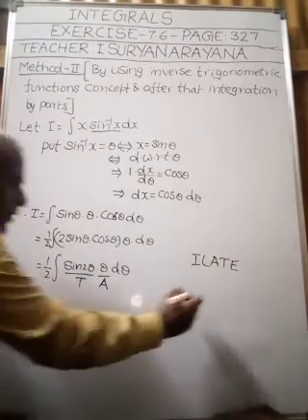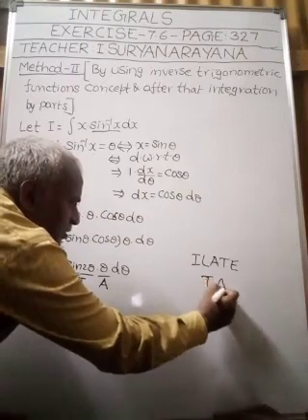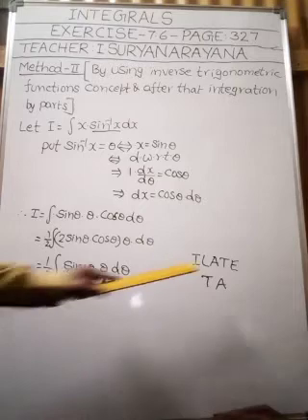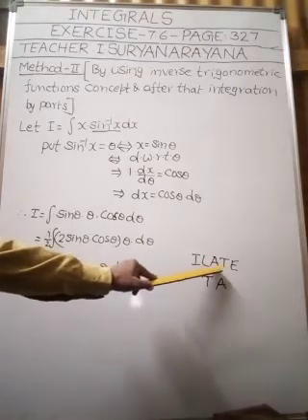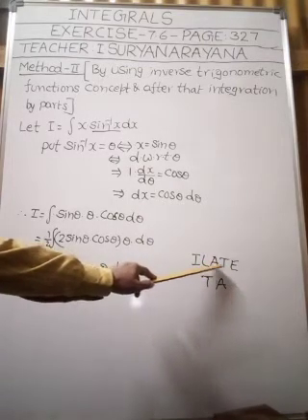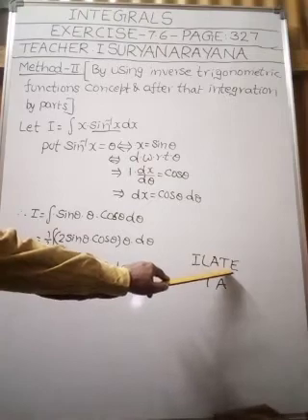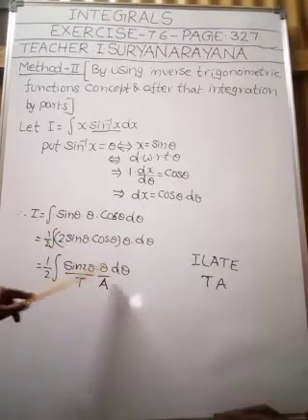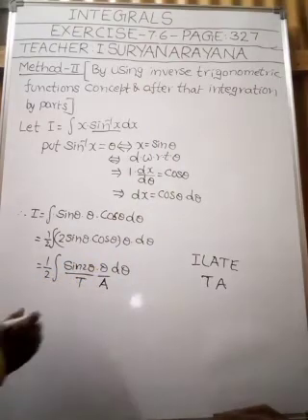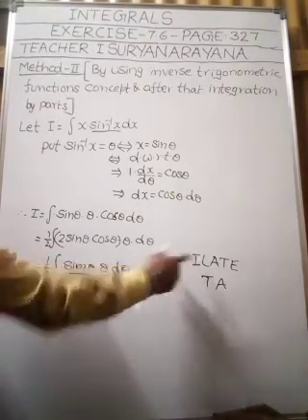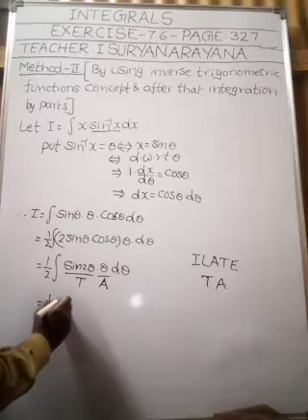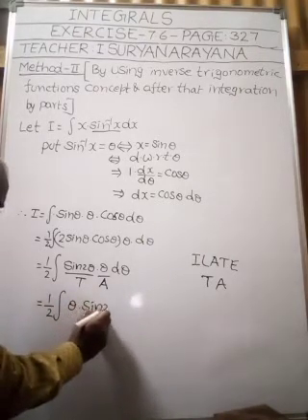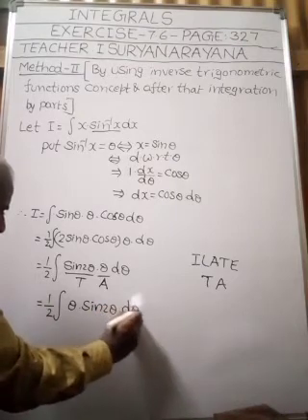Here first trigonometric function is there and next algebraic function is there. But these two functions should be in this order: first algebraic function, and after that second function should be trigonometric. But here functions are in a reverse order. So let us arrange them in the particular order. So integral 1 by 2 theta into sin 2 theta d theta.